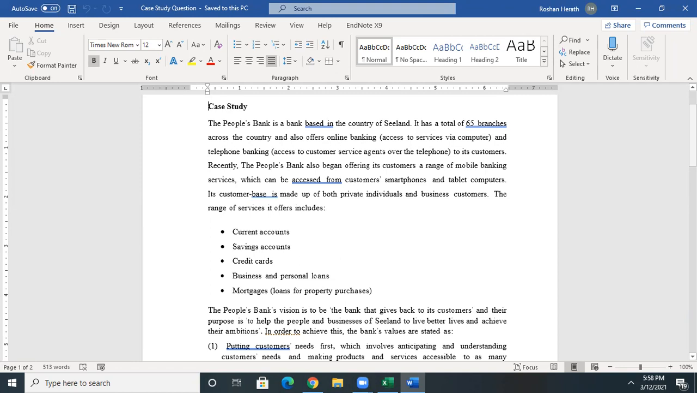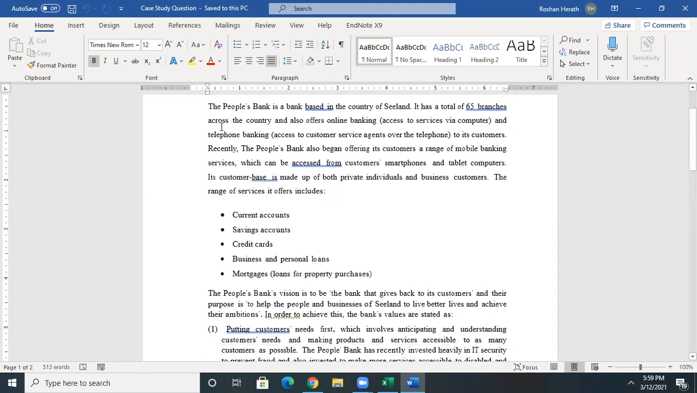Recently, the People's Bank also began offering its customers a range of mobile banking services. So they have recently started offering some mobile banking services which can be accessed from customers' smartphones and tablet computers. Its customer base is made up of both private individuals and business customers. The range of services it offers include the current account, saving account, credit cards, business and personal loans, mortgage. So those are the loans for property purchases. So these are the products. It's a typical bank, right? You may be familiar with that. The bank with the online banking, the telephone banking, and even the mobile banking facilities.